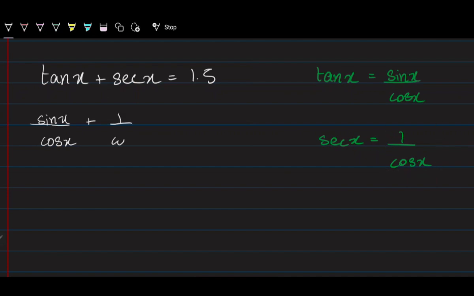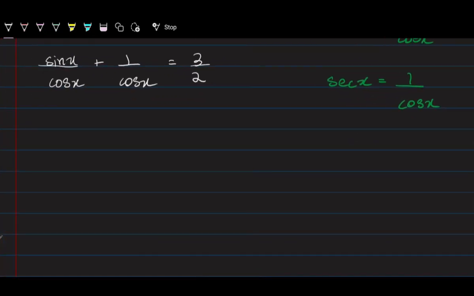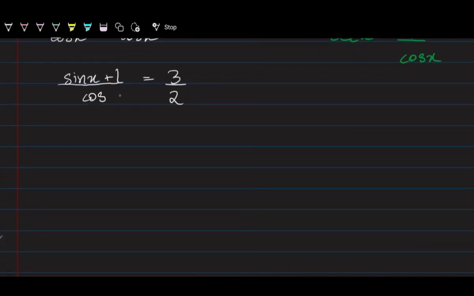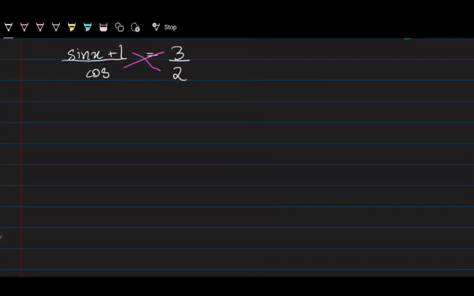So sine x over cos x plus 1 over cos x is equal to 1.5. I'll write that as a fraction, so that becomes 3 over 2. And we can see that the denominator for both the fractions is the same, so we can just add them. So we have sine x plus 1 over cos x, which is equal to 3 over 2. Okay. So now let's just cross multiply them. This cos x gets multiplied by 3, sine x plus 1 gets multiplied by 2. So we get 3 cos x is equal to 2 sine x plus 2.